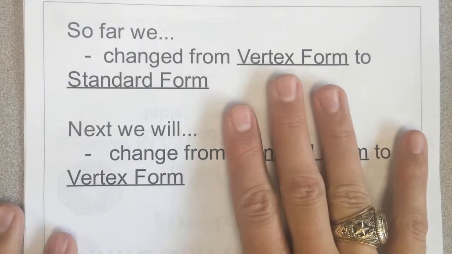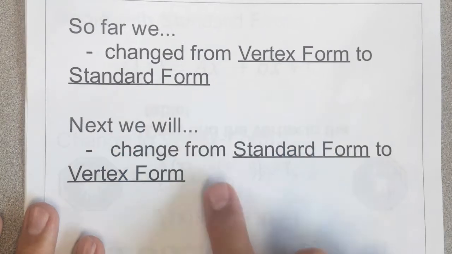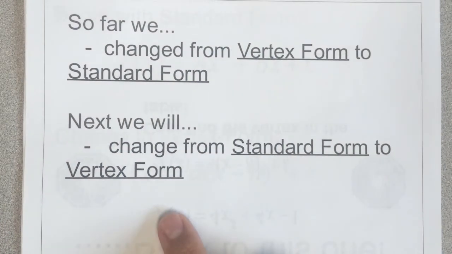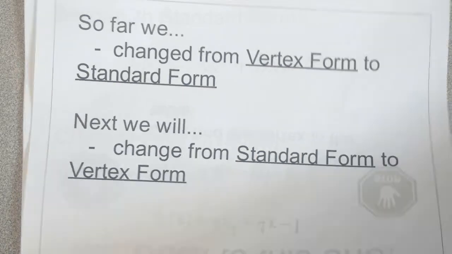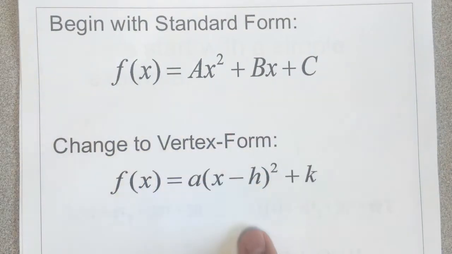Okay, we have gone from vertex to standard form simply by following order of operations and simplifying my equations. Now we're going to go from standard form to vertex form. This one's a little bit more involved. There's a couple of different methods we're going to work through. Again, these are what we're starting with. We're going to move to here.